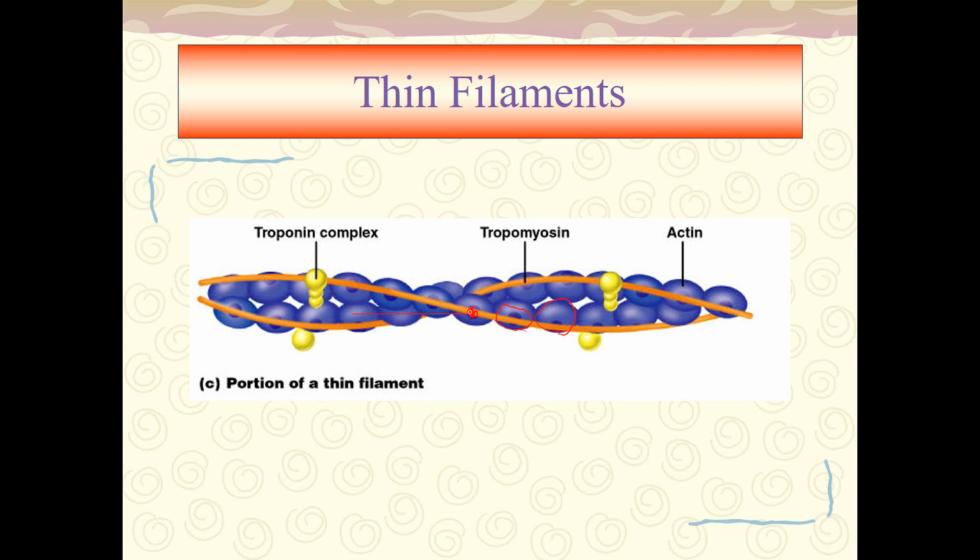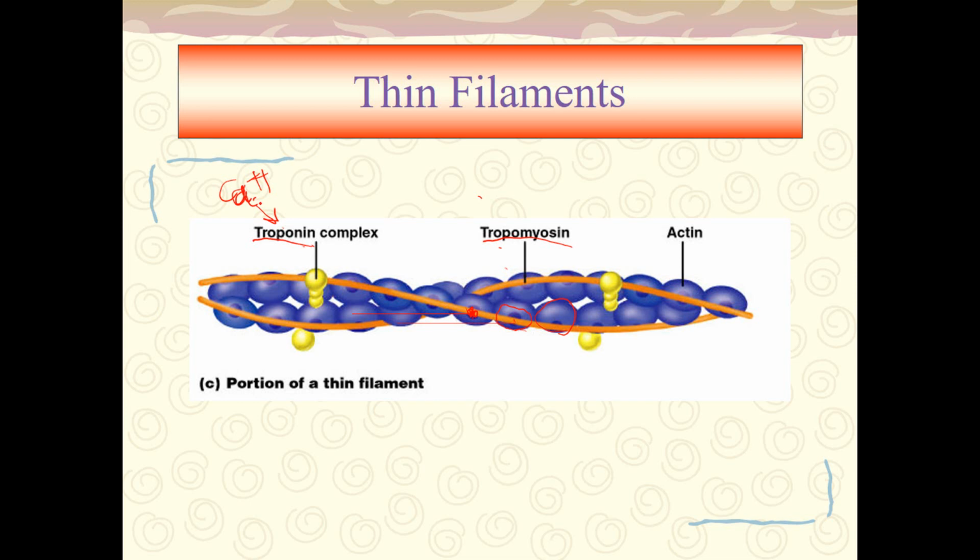So then we have to ask, what is stopping that myosin head from binding there? And that's tropomyosin. So if we reverse engineer this, in order for muscle contraction to occur, we have to move tropomyosin out of the way. Once tropomyosin moves out of the way, the myosin head can bind, and muscle contraction occurs. So what moves tropomyosin out of the way? Troponin. Calcium binds to troponin. Troponin changes shape. When it changes shape, it moves tropomyosin out of the way. The myosin head can bind to the active site on actin. Muscle contraction occurs.